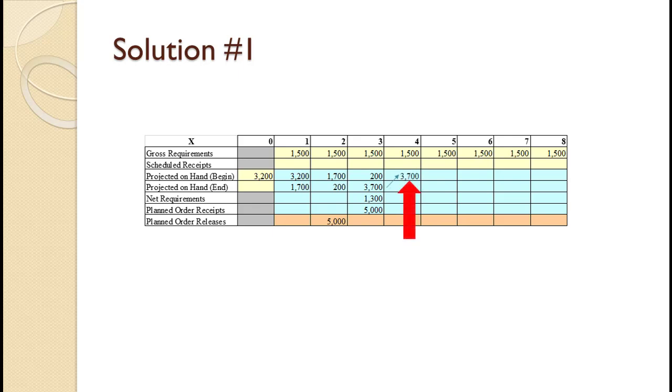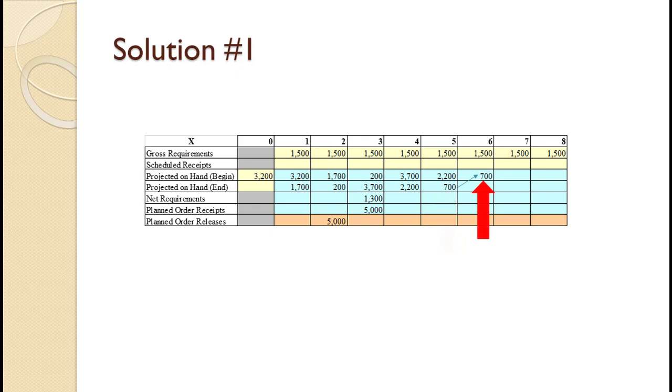Beginning inventory for period 4 is 3,700. We have 3,700 in inventory and need 1,500, so no production is needed. 3,700 minus 1,500 equals 2,200. The beginning inventory for period 5 is 2,200. There's 2,200 in inventory and we only need 1,500, so no production is required. 2,200 minus 1,500 equals 700.